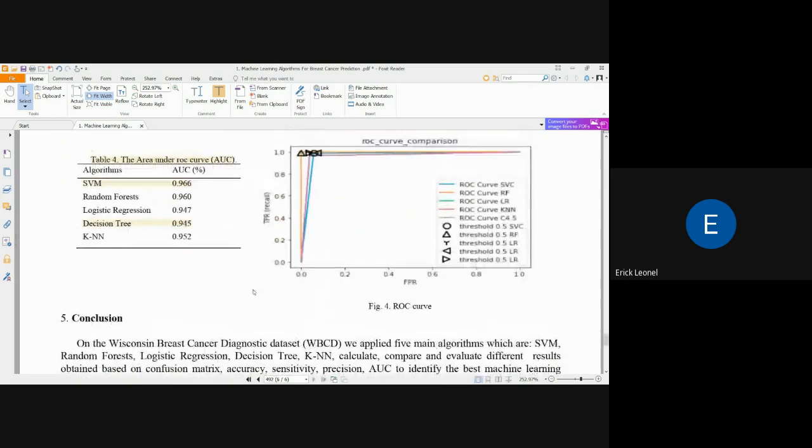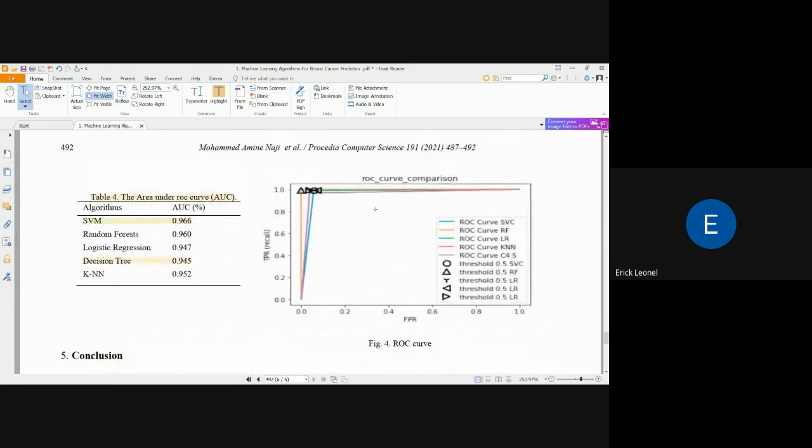Then we can see here in figure 4 the ROC curves of each machine learning algorithm. ROC curve is an important metric for the performance of a classifier. Here, the area under the ROC curve is calculated. The bigger the area, the better the performance of the classifier. Here, the support vector machine has the highest AUC score, 96, while the AUC score of decision tree, 94%, is the lowest shown in this table 4.